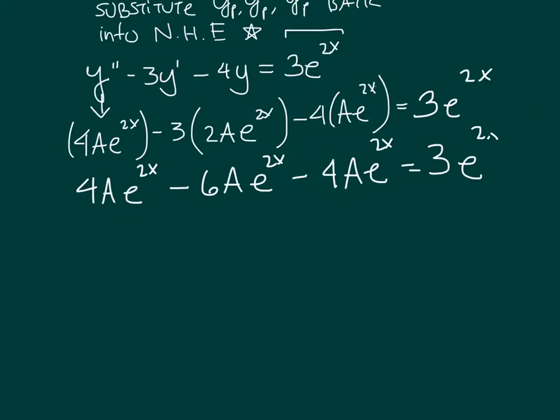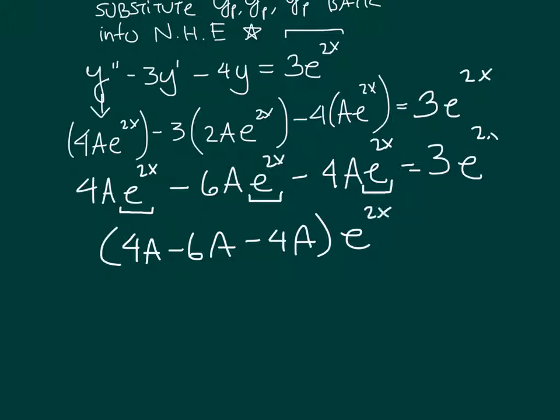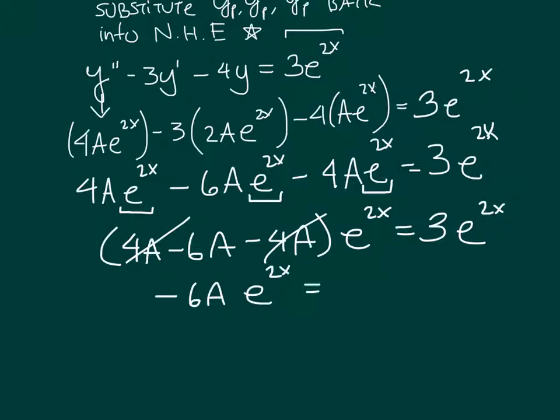Okay, so on the left-hand side, notice we have some like terms here. So we have e to the 2x, e to the 2x, and e to the 2x. This is really 4a minus 6a minus 4a times e to the 2x, or if you want to think of factoring, e to the 2x is your greatest common factor. So that's all I did. And then we're left with negative 6a e to the 2x equals 3e to the 2x.